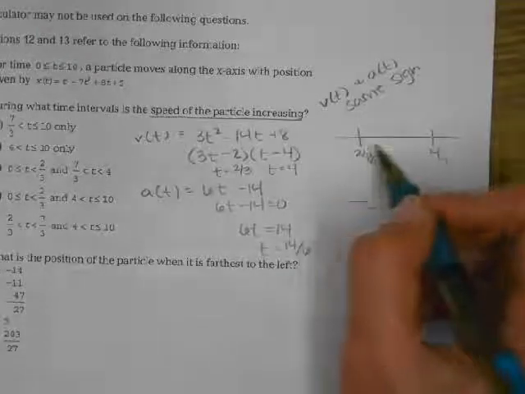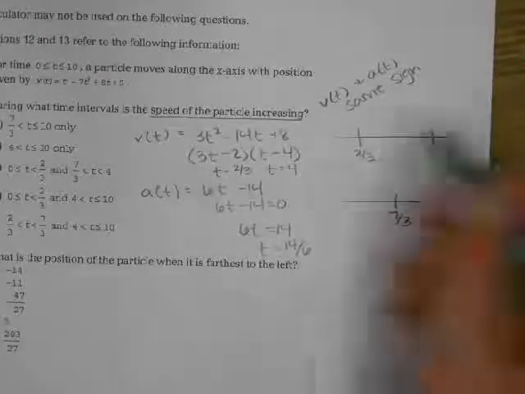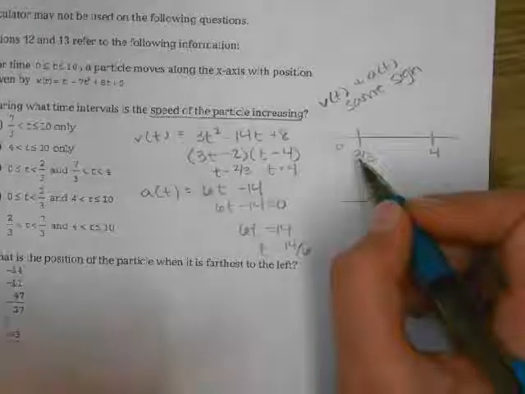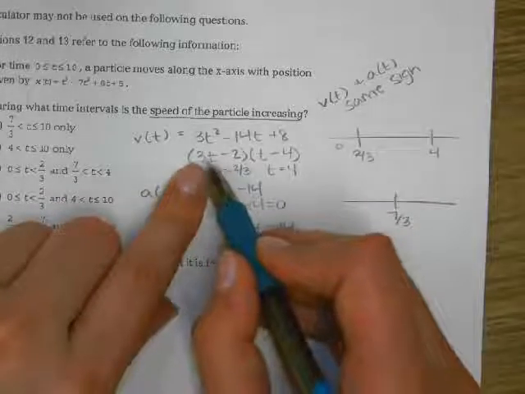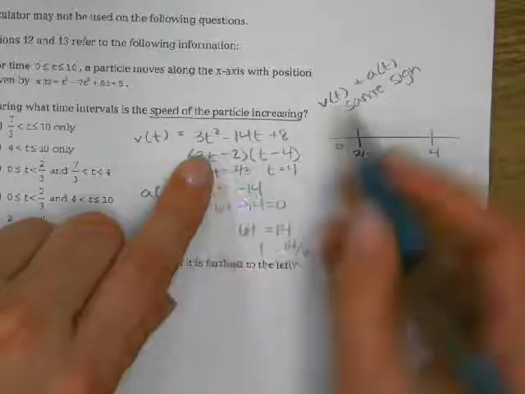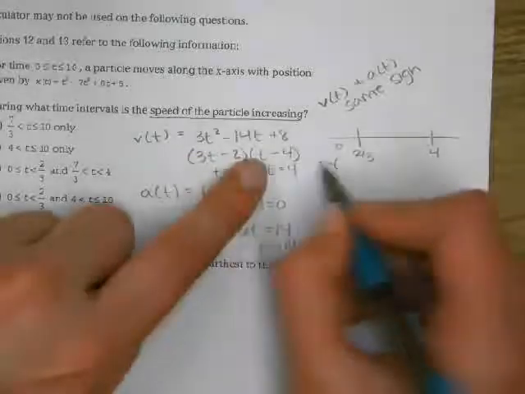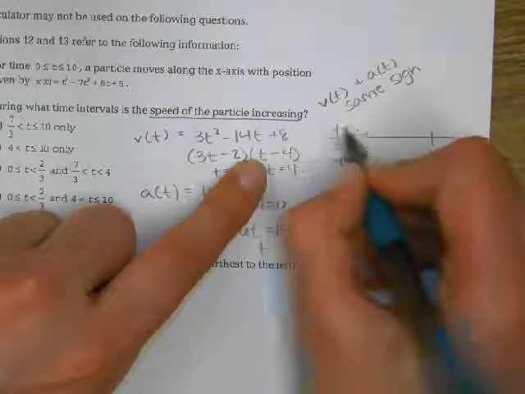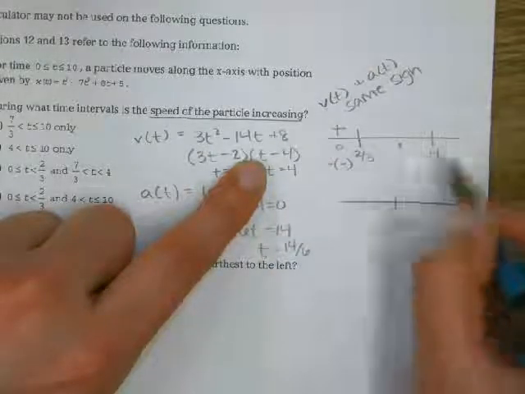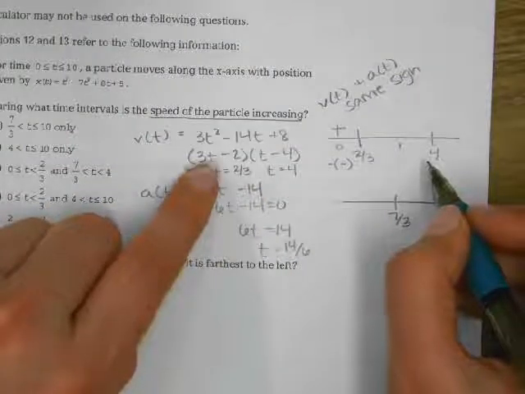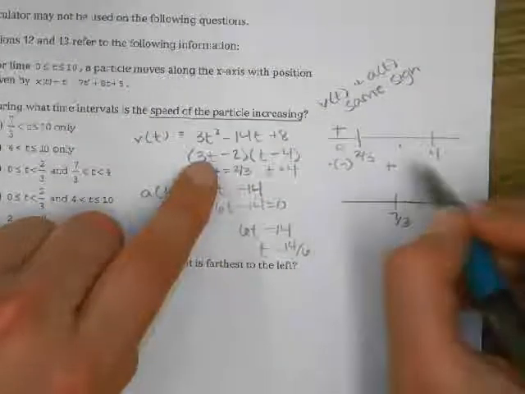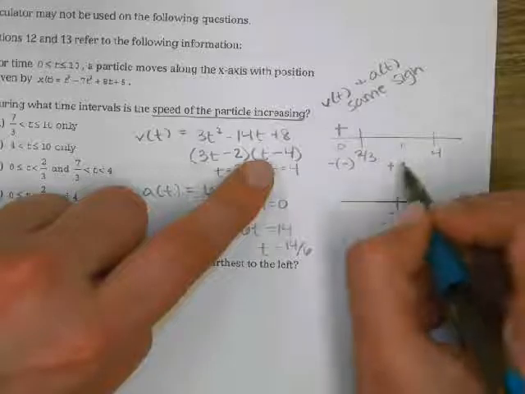So for this one, a number that is smaller than 2/3 would be like 0, for instance. So 3 times 0 is just 0. So 0 minus 2 is negative. 0 minus 4 is also negative, so that's a positive right there. You can plug in 1. 3 times 1 is 3. 3 minus 2 is positive. 1 minus 4 is negative.